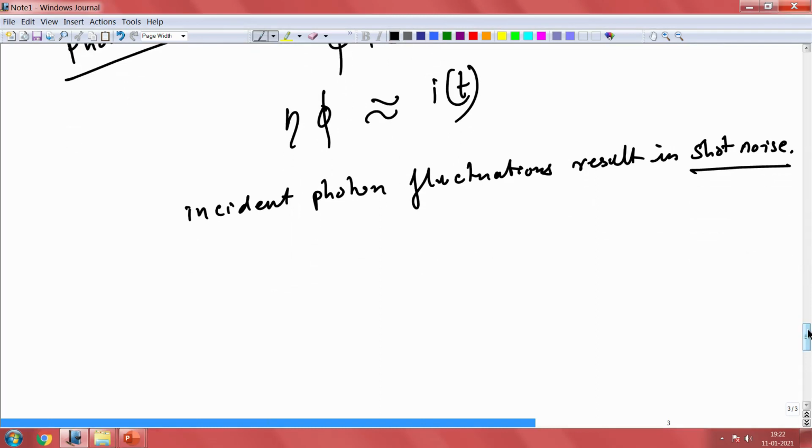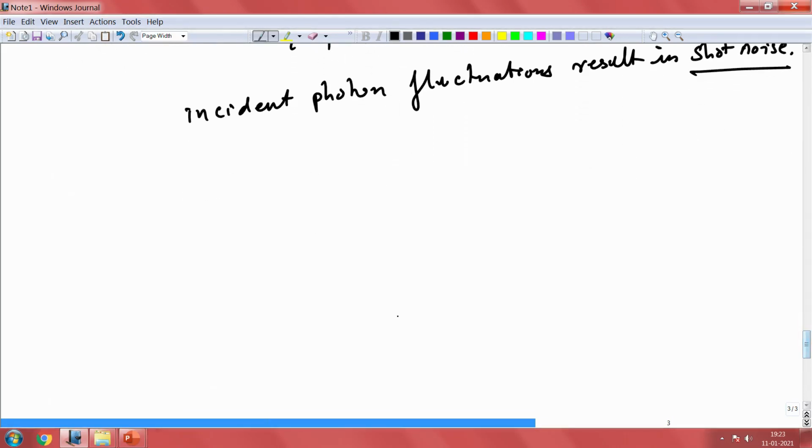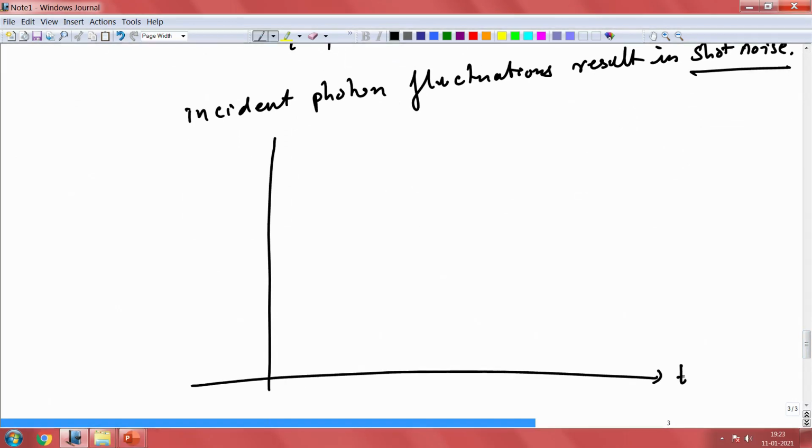Let us look at how you can understand this shot noise from a very microscopic view. Let us look at various time events. I am going to put this as time. Let us start from the photon arrival. We have photons that are arriving at random time events here, some very closely spaced, some sparsely spaced.